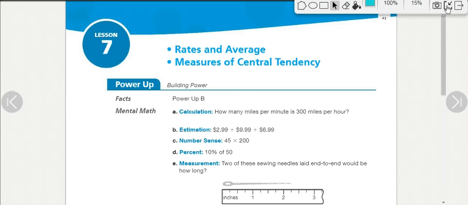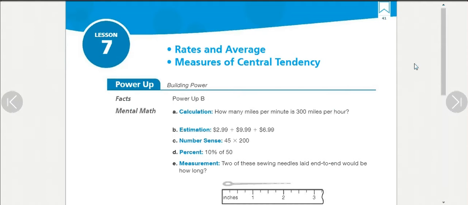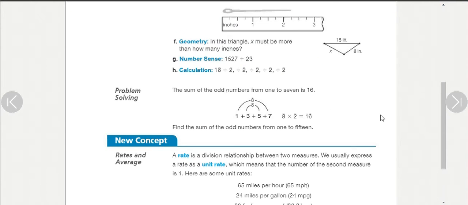Course 3 lesson 7, we start with rates, unit rate, and what an average really is saying. And then because we're talking about average, we'll talk central tendency, mean, median, mode, range, things like that.